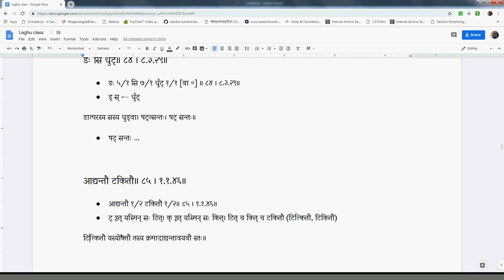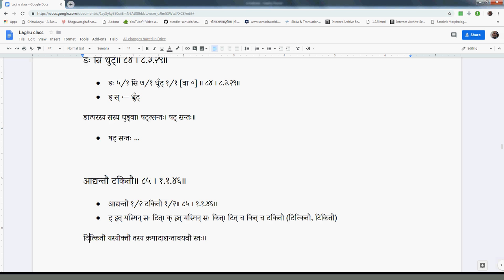But Tit Kitau are not Uktau, only Tit is Uktaha. Therefore, Tit, had it been Kit, it would have gone to Antaha Kramad. Adyant, Adi, Anta, Avayavo, Staha. So either it will be Avayava, a part, the first part or the last part. It will be at the beginning, the part at the Akshara will go at the beginning or at the end. Akshara or whatever is the set of letters.